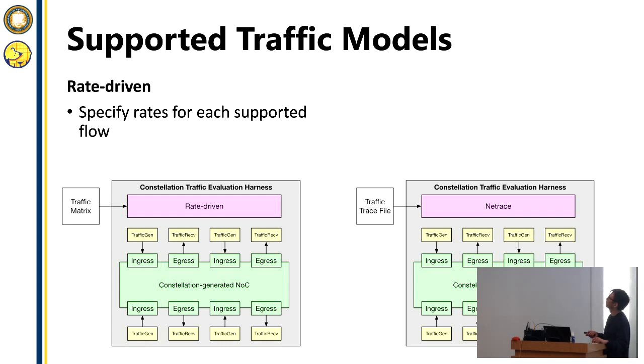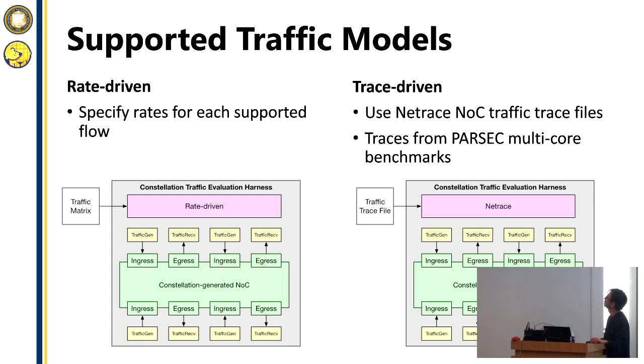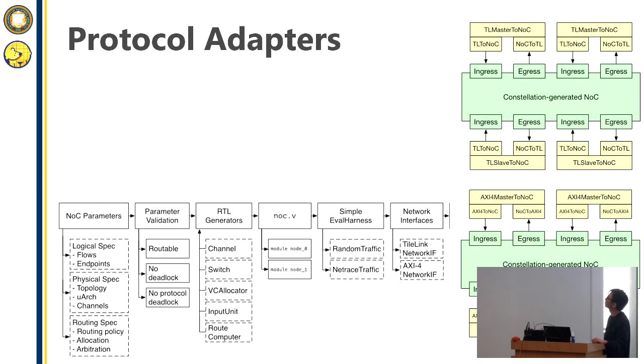And we have examples in Constellation of how you can specify a rate-driven traffic model or NetTrace, which is a standard format for network-on-chip traces, and we could load these trace files and inject them into the network as well. Right, and these traces have been collected. I think this work was done a pretty long time ago, but they collected a bunch of traces from real PARSEC multi-core benchmarks.